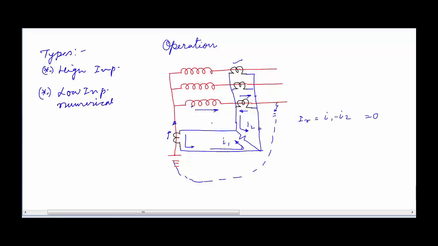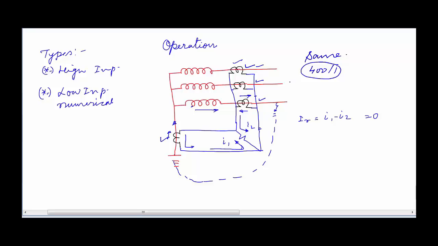So this is the circuit of a high impedance REF protection, and we will discuss later why we call it high impedance. But the constraint of this protection philosophy, that is high impedance REF protection, is that the CT ratio of all these three CTs and this neutral CT should be the same. So if we have a CT ratio on this side of, let's say, 400:1, then all the CTs should have a 400:1 CT ratio, which is not applicable in low impedance REF protection.